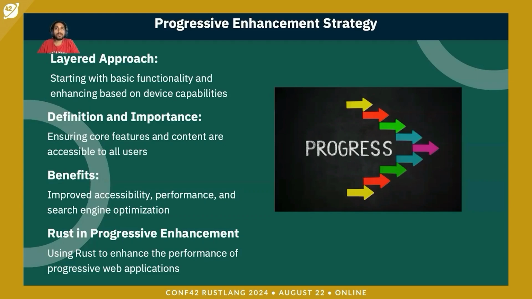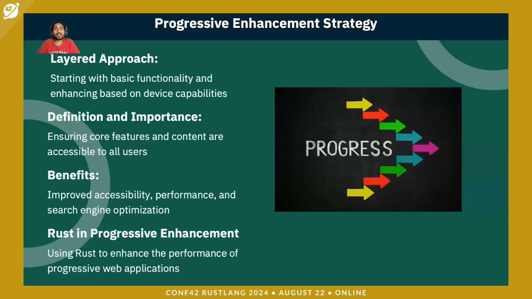The core principle of progressive enhancement is inclusivity. By ensuring that your website's core features are accessible to everyone, you make your content available to the widest possible audience. This not only improves user experience, but also benefits your SEO and overall site performance.